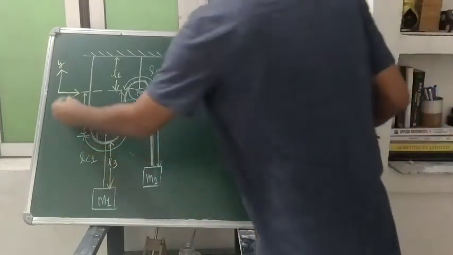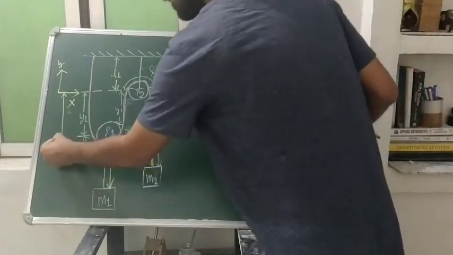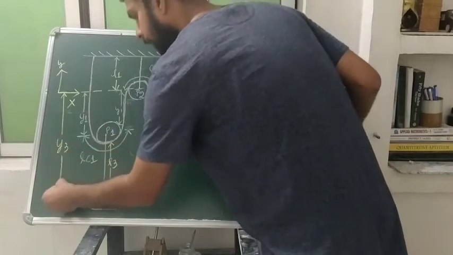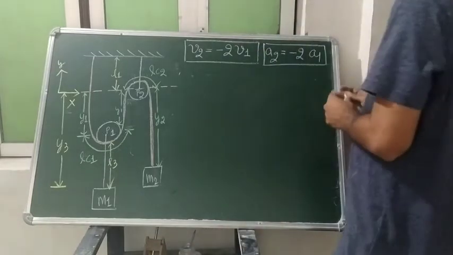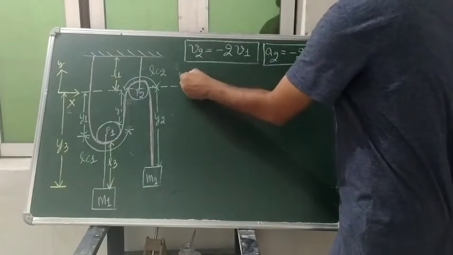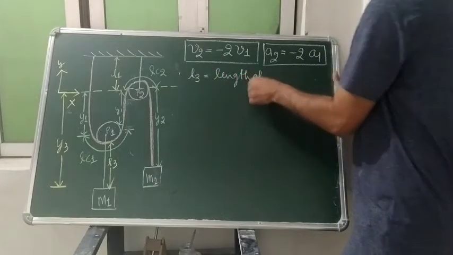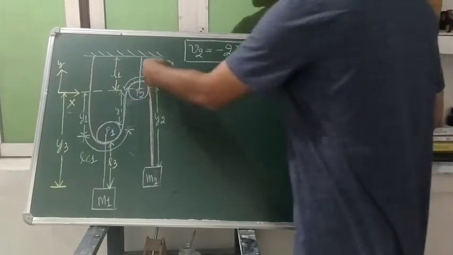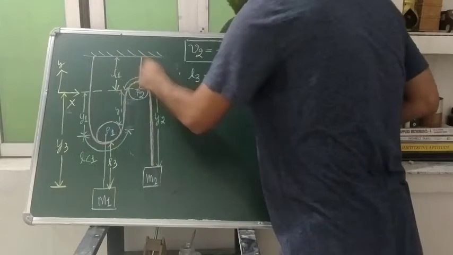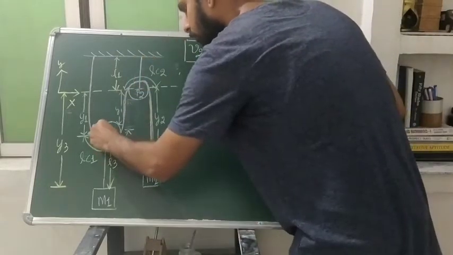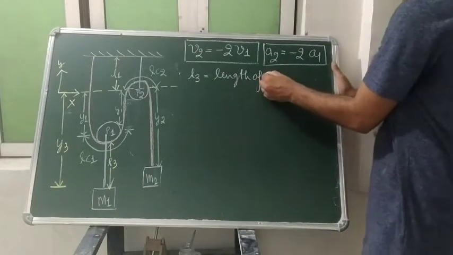Now students, suppose I am saying that from the datum the block m1 is present at the y3 length. So suppose we are saying that L3 is that length. This is the first string here, this is the second string here, and we are saying this one is our third string. So the length of the third string.